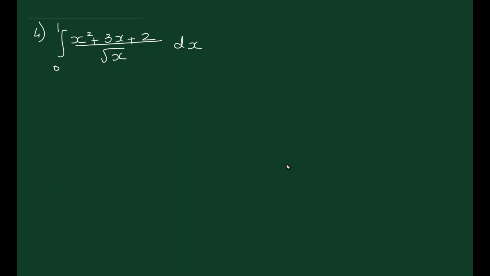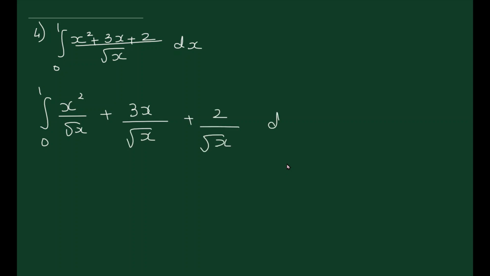Going on to the fourth sum. The fourth sum, the integration between 0 to 1. So integral from 0 to 1 x square plus 3x plus 2 upon root x dx is given. So over here what we do is we first separate out the terms. We write it this way, that is x square upon root x plus 3x upon root x plus 2 upon root x dx. And then we are going to get the integral from 0 to 1.